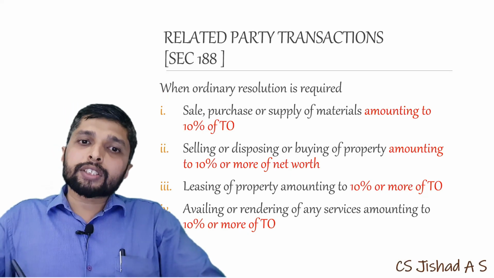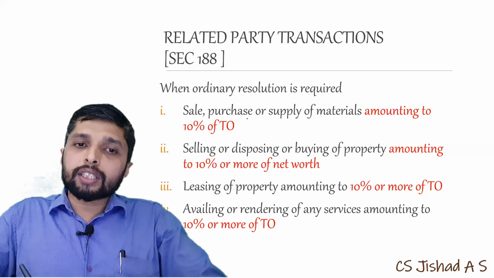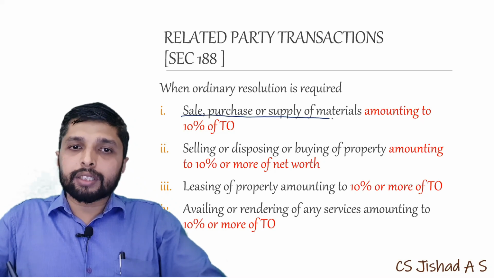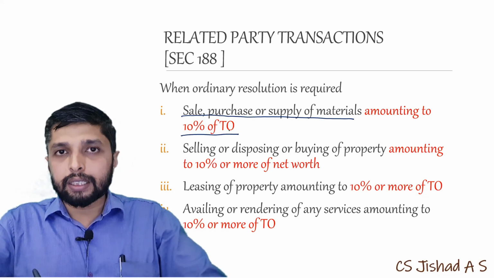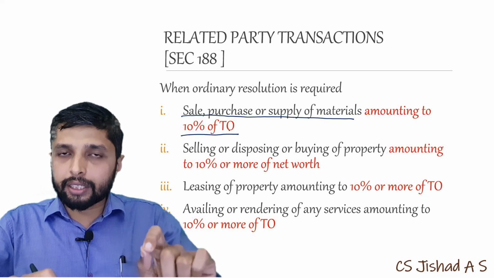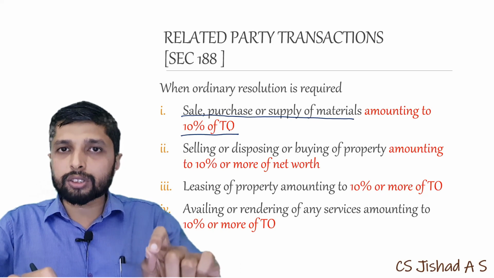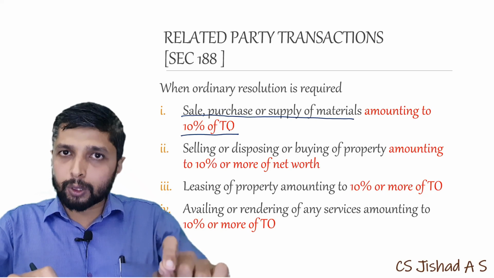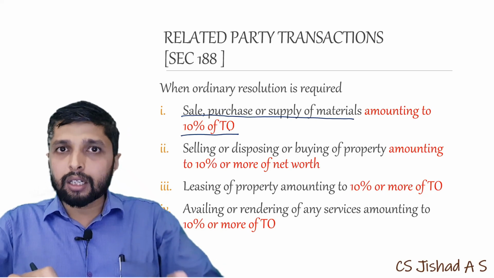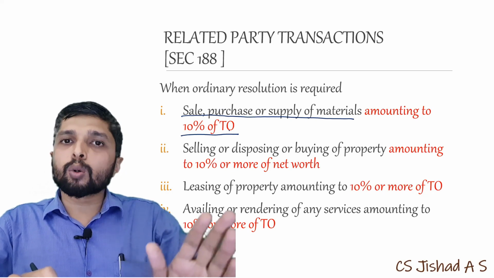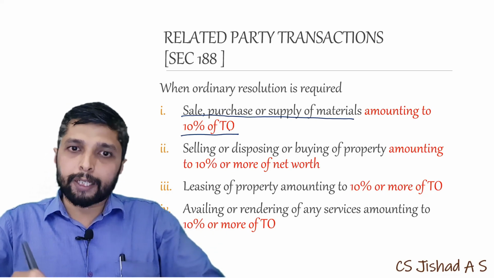If the individual or aggregate transaction in a financial year is related to sale, purchase or supply of material, the new threshold is 10% of turnover. That means if an individual transaction or aggregate transaction related to sale, purchase or supply of material is equal to 10% of turnover or exceeds that, ordinary resolution is required. For other transactions only board's resolution is required.